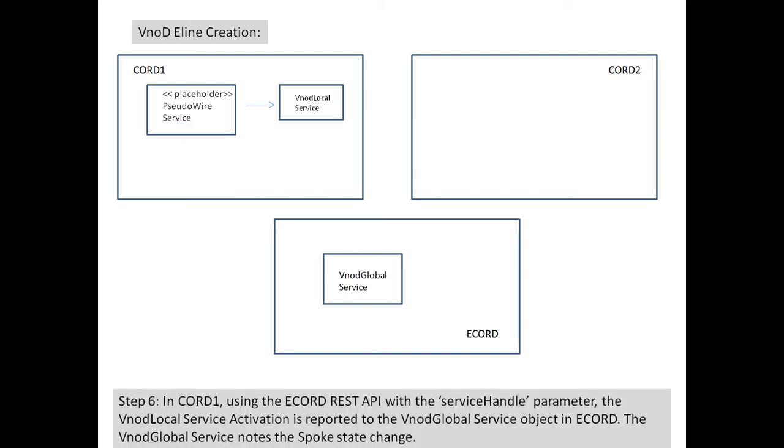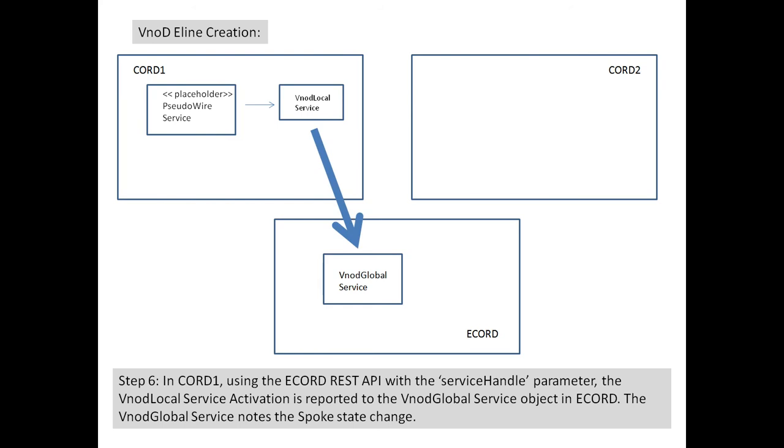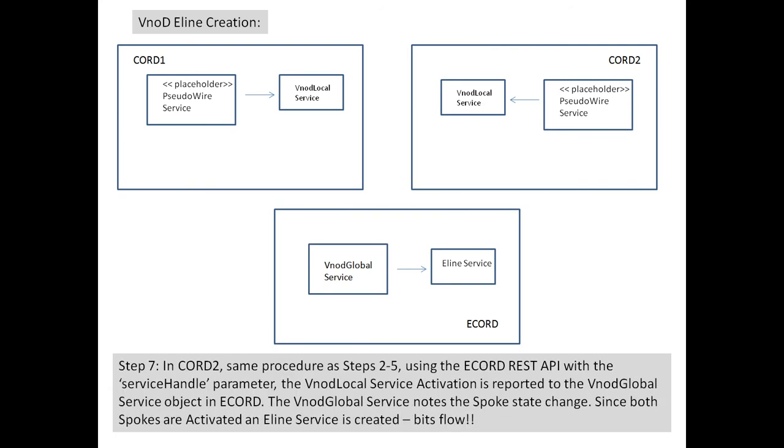The last thing I need to do at the control plane level is to signal, through the VnoD local, to let the VnoD global know that from a control plane perspective those bits are flowing and it's ready to go. That's the last thing that happens here at the Cord 1 site. Next, I've abbreviated all the different steps that happen at the Cord 2 site, which are basically exactly the same as the Cord 1 ones.